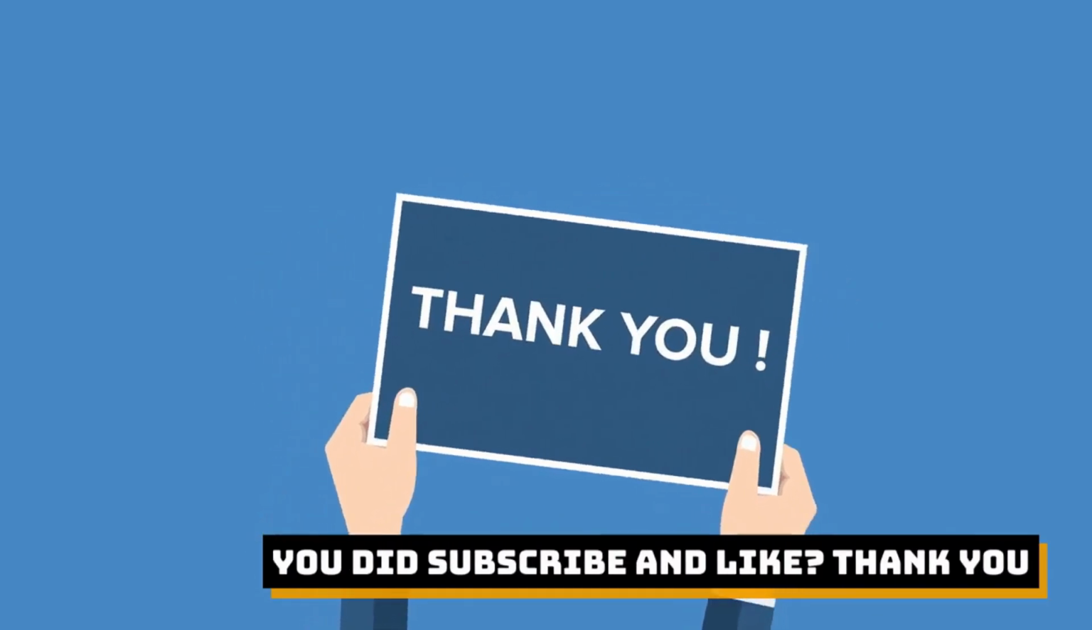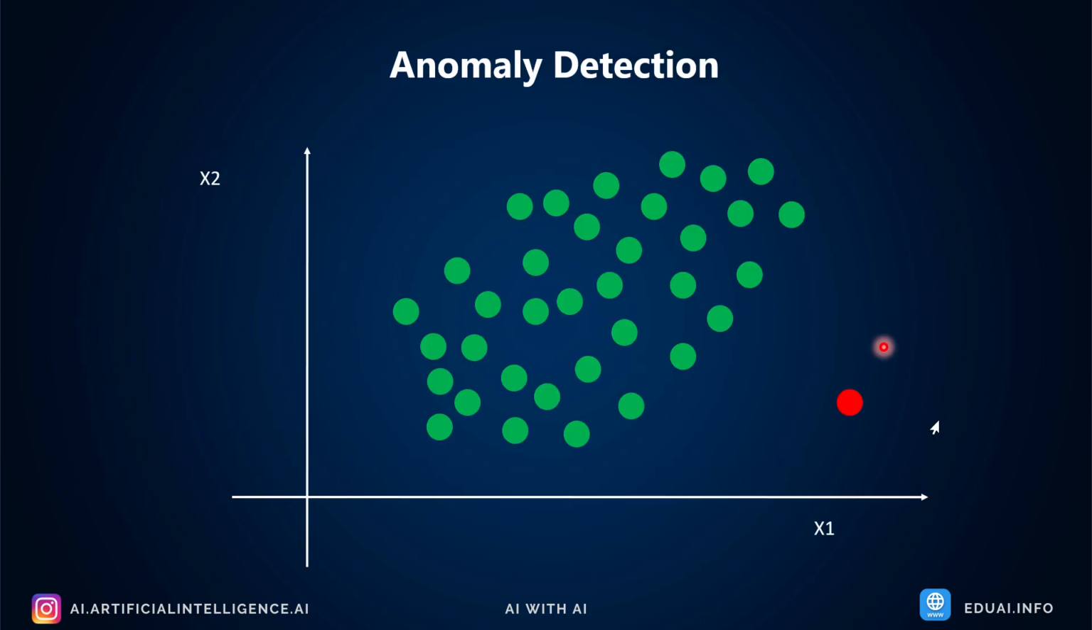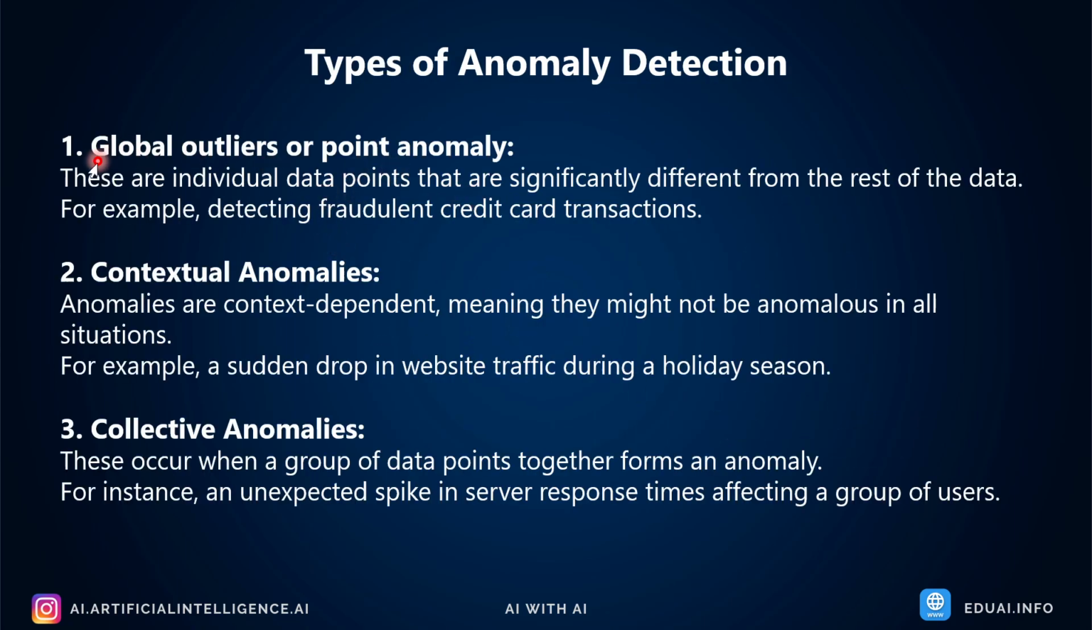If so, thank you. Now let's talk about the different types of anomaly detection. There are three major types of anomaly detection. The first one is global outliers or point anomaly, basically the example which I have shown you in the diagram. These are just individual data points that are significantly different from the rest of the data. So this data point is different from the other normal data points. So this is called a point anomaly or a global outlier.